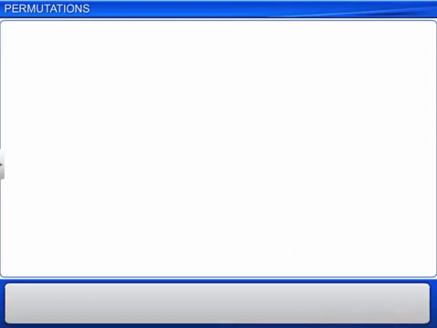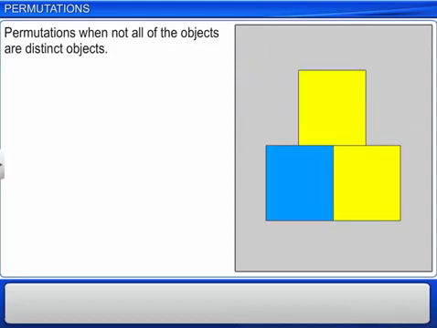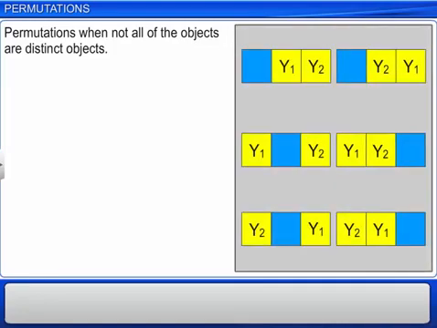Now, we will discuss permutations when not all of the objects are distinct. Let's use a tiling example. We have a frame and 3 tiles, 1 blue and 2 yellow. We will see how many arrangements we can make with these tiles. For the sake of convenience, we mark the tiles B, Y1 and Y2. Now, the permutations available are as shown.